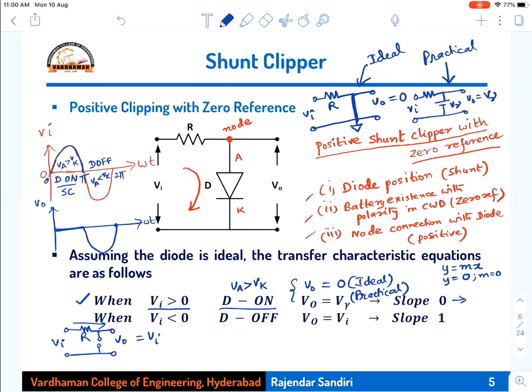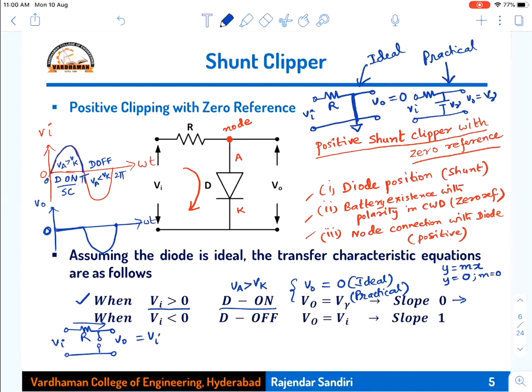So this is a positive clipper. The positive portion of the waveform is clipped off above the zero reference level. This is the zero level. So at the zero reference level, the waveform is clipped off. So this circuit we call a positive shunt clipper with zero reference.